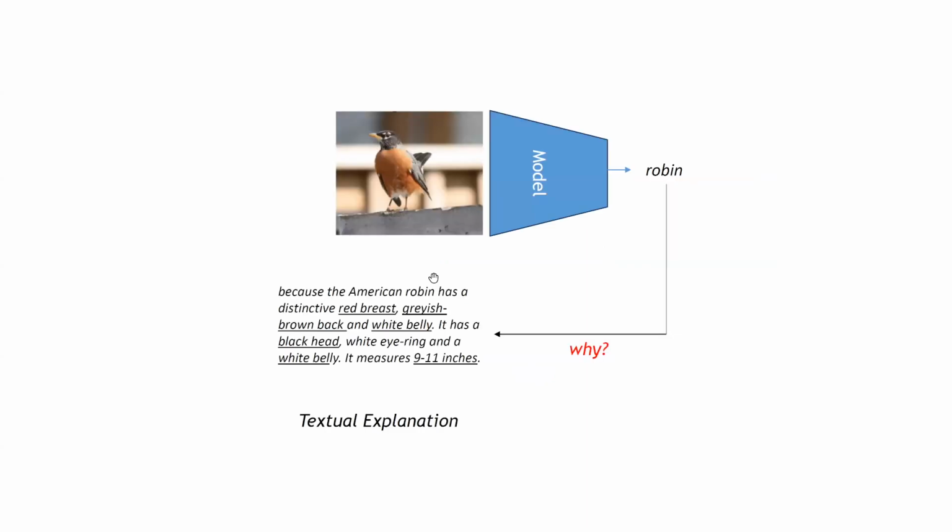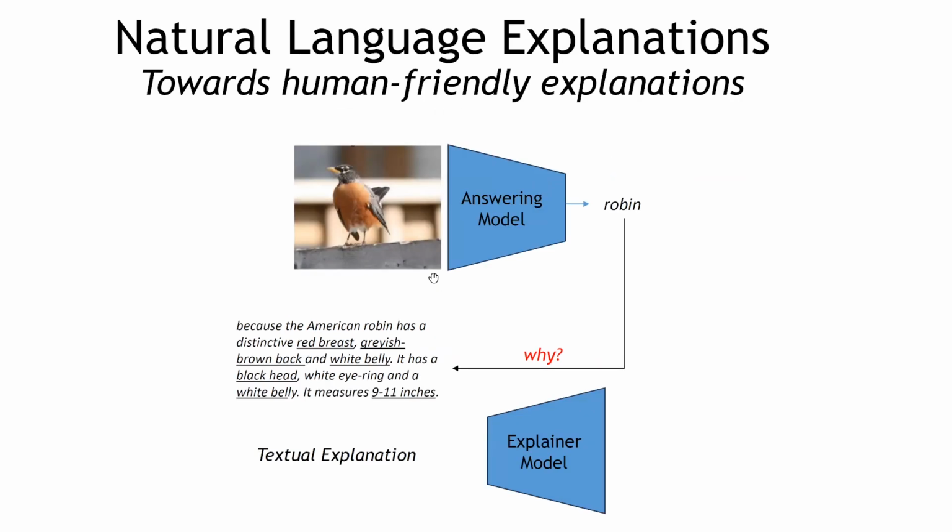On the other hand, we have this form of textual explanations. So this provides us with distinctive fine-grained concepts in a textual format. For example, red breast, grayish brown back, white belly, and so on. But not just that, also how they interact with each other, right? So they uncover the second order information, not just the first order information. So this is much more human friendly to us. Everyone can read it and understand it, and it's much more detailed, of course. And this is the topic of natural language explanations. These are a step towards human friendly explanations.